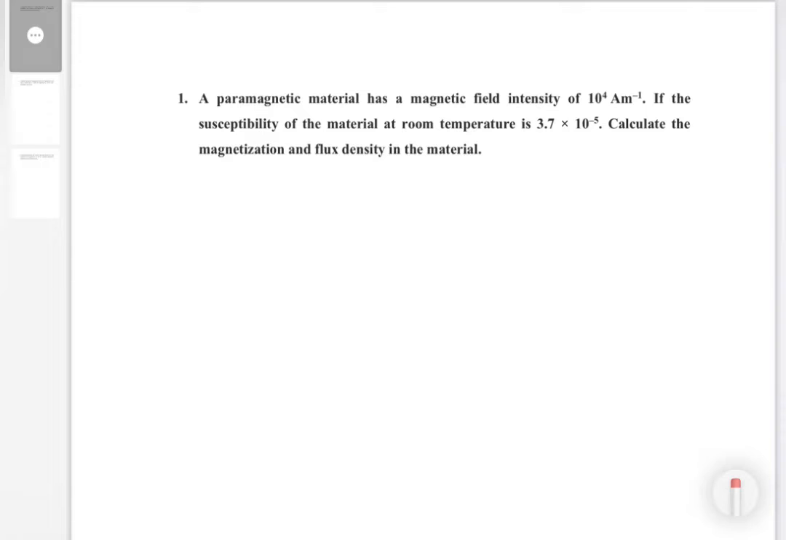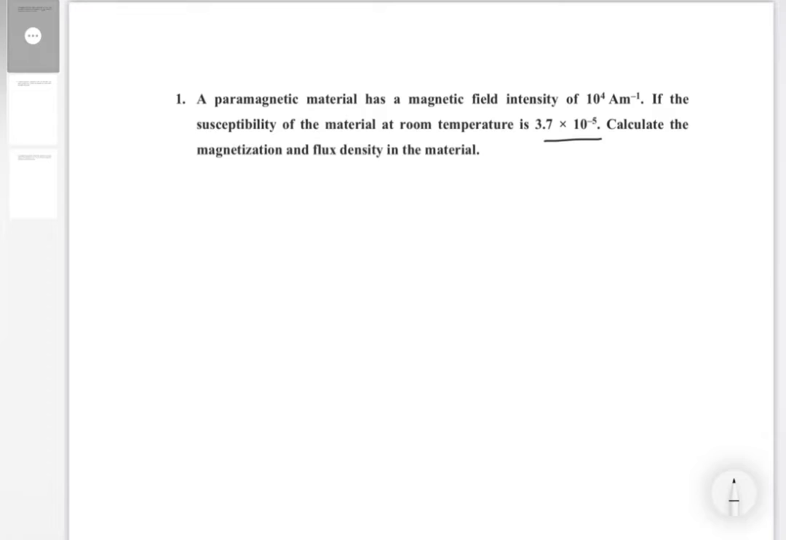First problem: a paramagnetic material has a magnetic field intensity of 10 to the power 4 ampere per meter. If the susceptibility of that material at room temperature is 3.7 10 to the power minus 5, calculate the magnetization and flux density in the material.